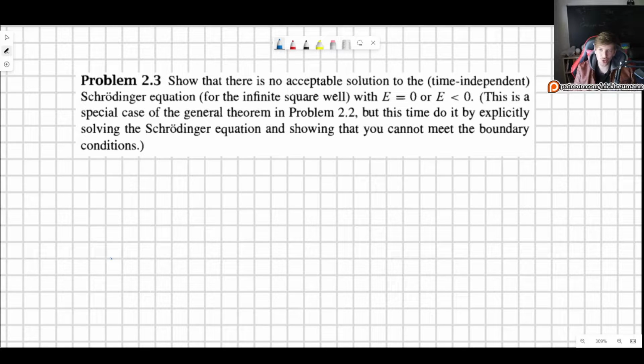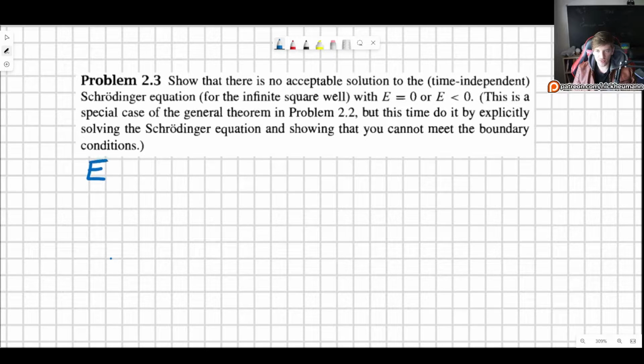It says, show that there is no acceptable solution to the time-independent Schrödinger equation for the infinite square well with the energy equal to 0 or the energy less than 0. This is of course a special case of the general theorem that we saw in the previous problem, 2.2. I also have a video for that. Check the playlist or the link in the description. But this time do it by explicitly solving the Schrödinger equation and showing that you simply cannot meet the boundary conditions. Okay, so let's do it.